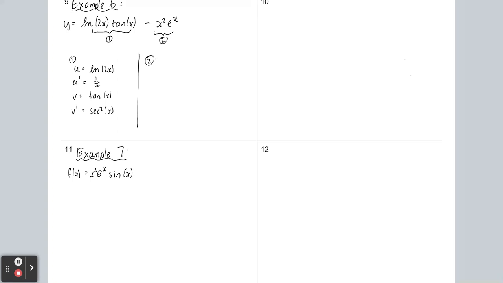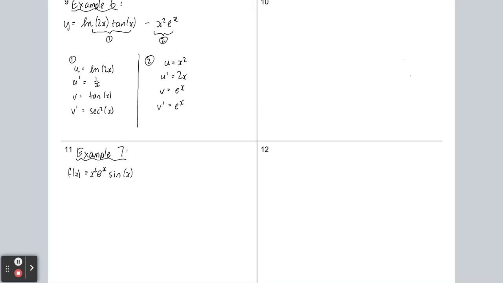Then we look at step 2 separately. So u equals x squared, so u dash is equal to 2x, and v equals e to the x, so v dash is equal to e to the x as well.